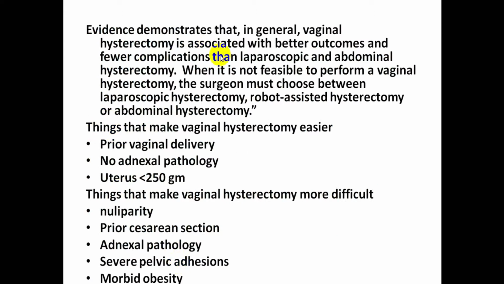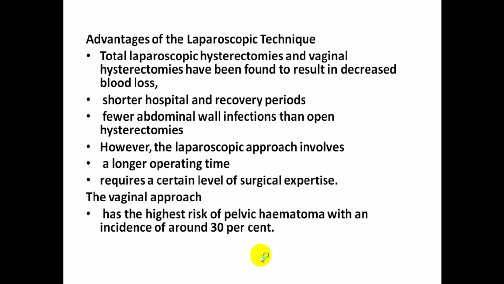So, evidence demonstrates that in general, vaginal hysterectomy is associated with better outcomes and fewer complications than laparoscopic or abdominal hysterectomy. And this is usually preferred for prolapsed uterus. Things that make vaginal hysterectomy easier: prior vaginal delivery, no adnexal pathology, ovarian cyst, mass, anything, uterus less than 250 grams. Things that make vaginal hysterectomy more difficult: if nulliparous, prior cesarean section, adnexal pathologies, severe pelvic adhesion, morbid obesity.